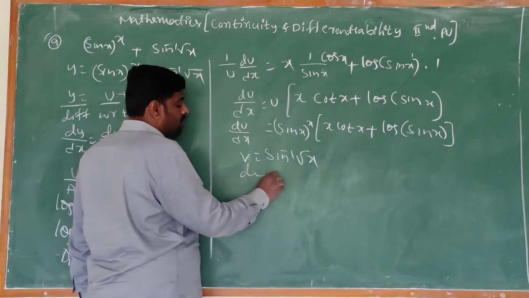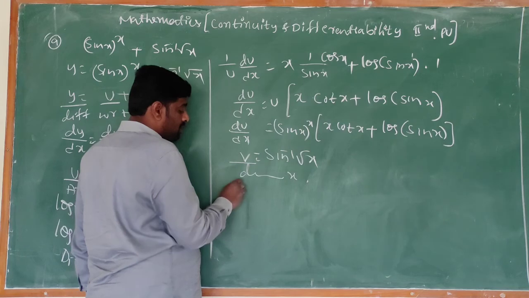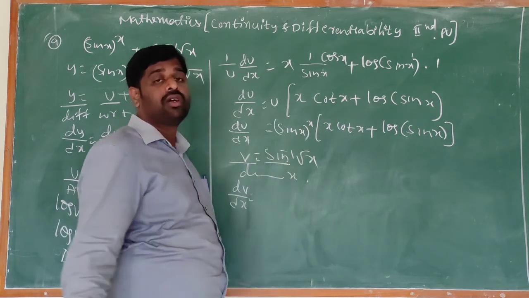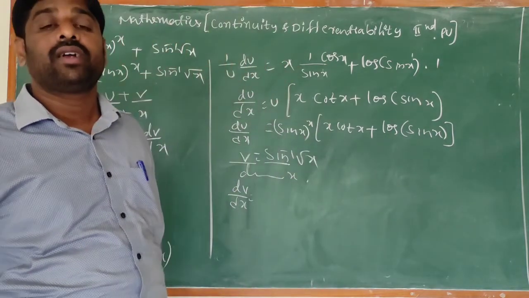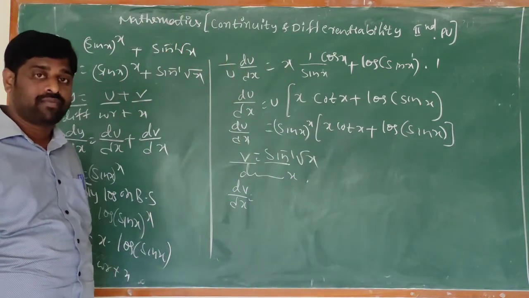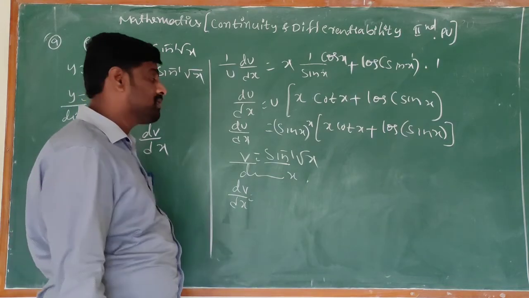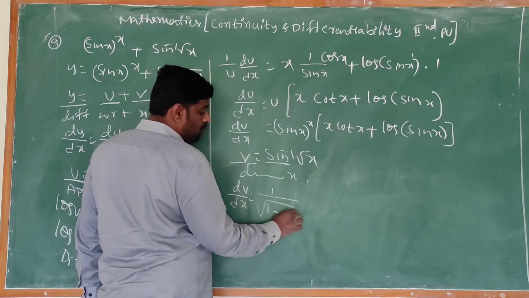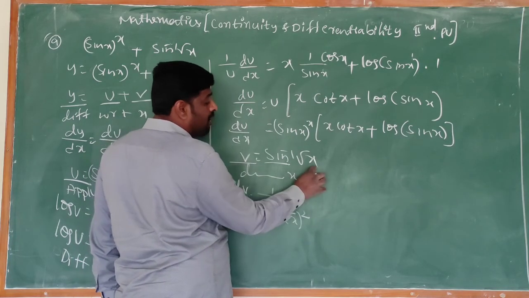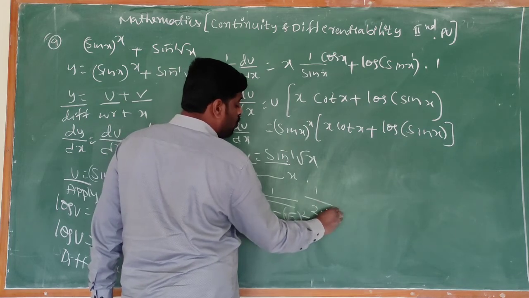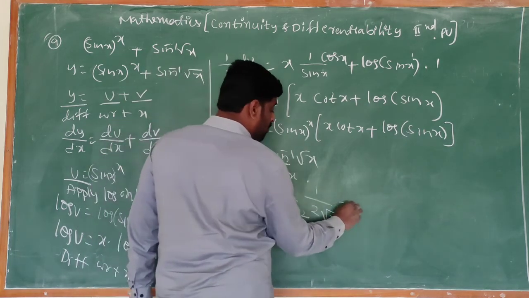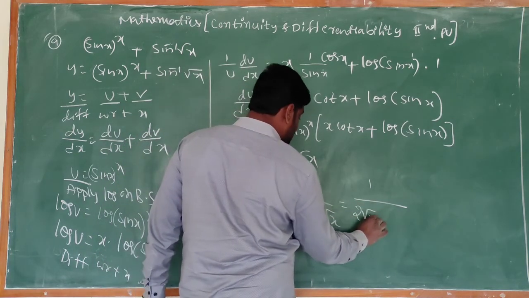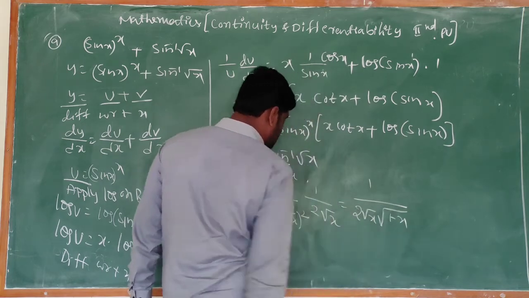Okay. So differentiate with respect to x. dv by dx is equal to sin inverse differentiation. What is the sin inverse formula? Sin inverse differentiation is 1 divided by square root of 1 minus x square. That is 1 divided by square root of 1 minus root x whole square. And d by dx of root x is 1 by 2 root x. Now the square root cancels: 1 divided by 2 root x into square root of 1 minus x.